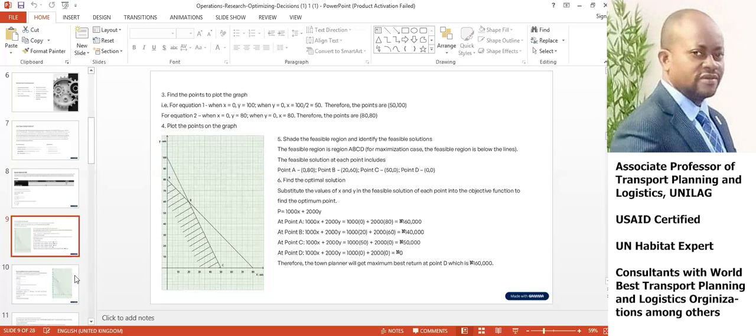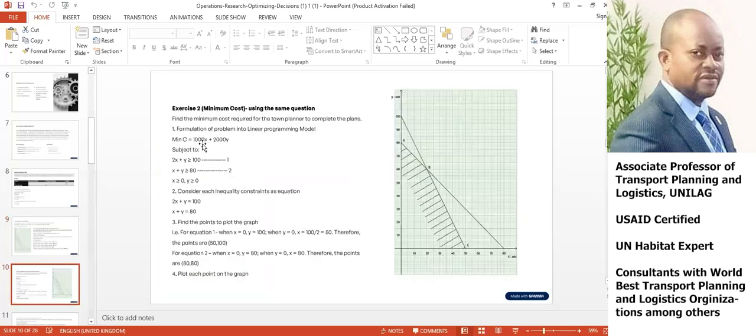Now, let's do the other way around. When y equals 0.